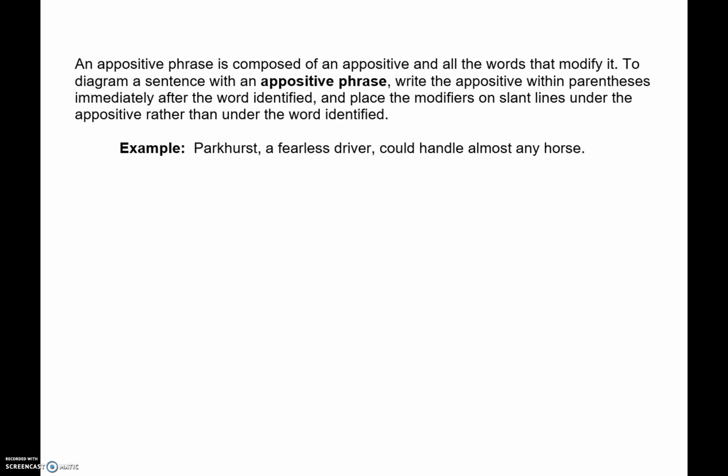Now, the other thing that you need to keep in mind, because we're working with nouns with appositive phrases, is that sometimes the appositive phrase isn't going to just be an appositive noun. It's going to have adjectives with it because adjectives are used to describe nouns. So in this next example, Parkhurst, a fearless driver, could handle almost any horse. We have the appositive phrase, a fearless driver, where driver is the appositive noun describing the original noun, Parkhurst.